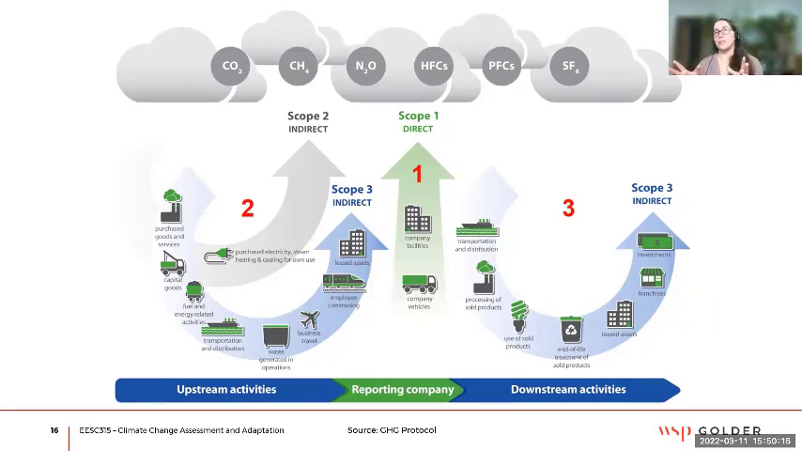You only get the HFCs and the PFCs if you have a lot of chilling or potentially some air conditioning, refrigeration. And SF6 doesn't come up that often, but it can be if you have transformers associated with electricity. But those are more uncommon to see in an assessment.